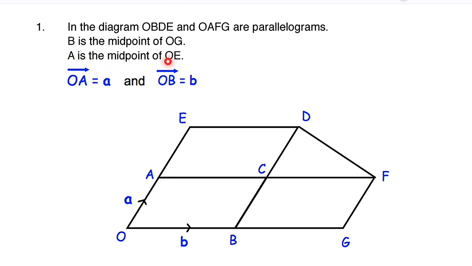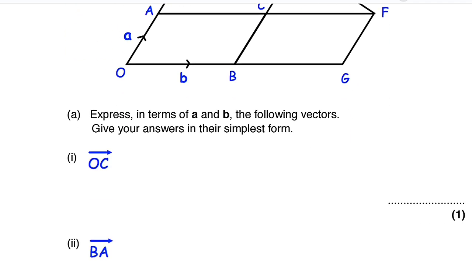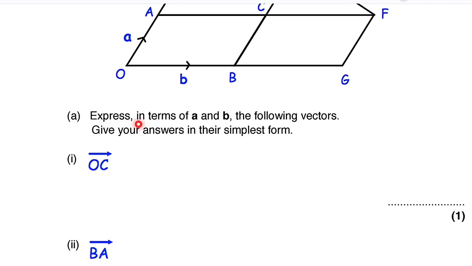A is a midpoint of OE. This is OE. A is midpoint. So if OA is A, then AE is also A. Total will be 2A. All right. So here is the first question under question number 1. We are asked to express in terms of A and B the following vectors. Give your answers in their simplest form.